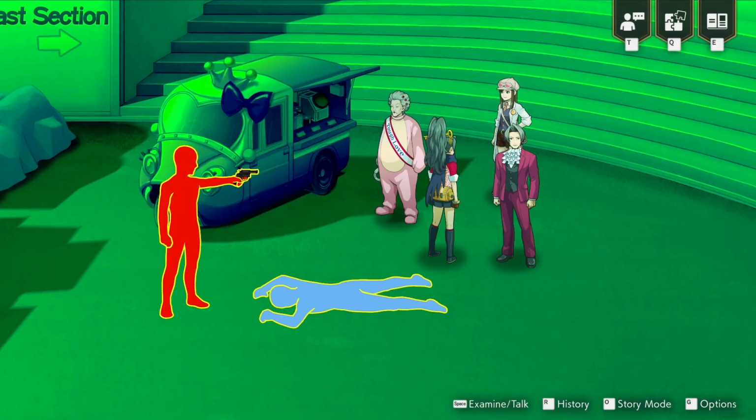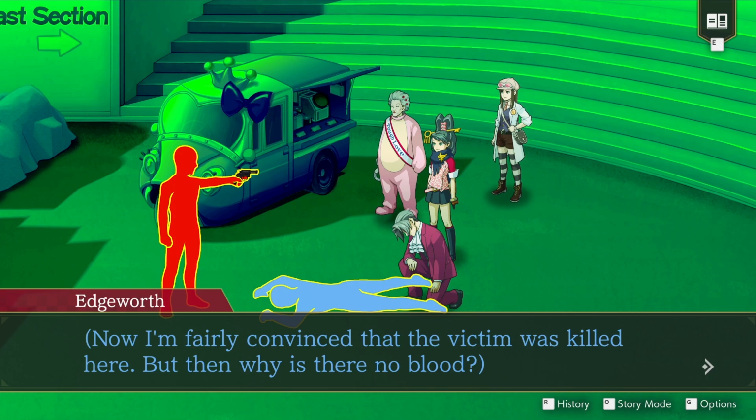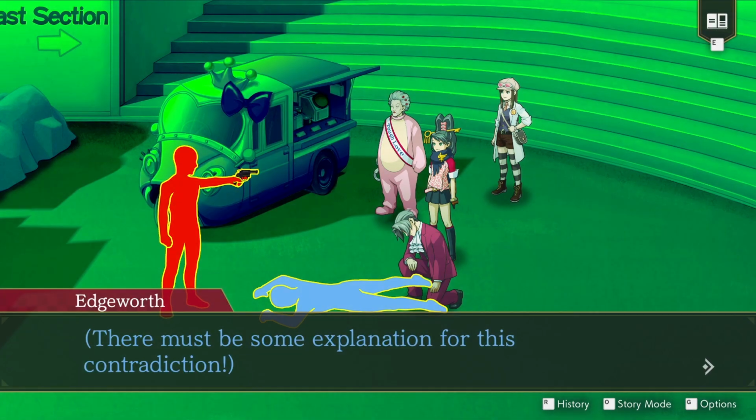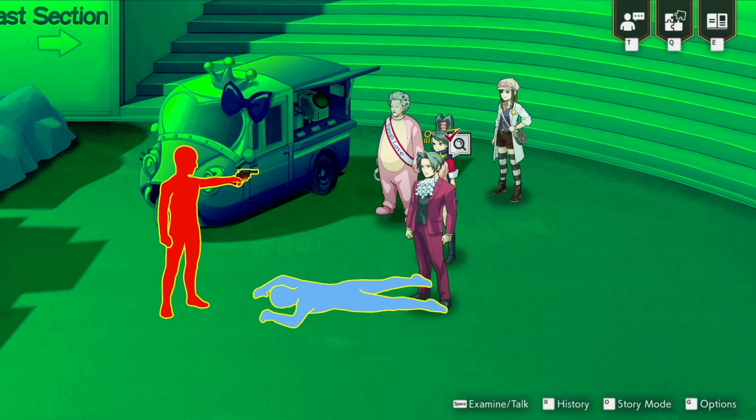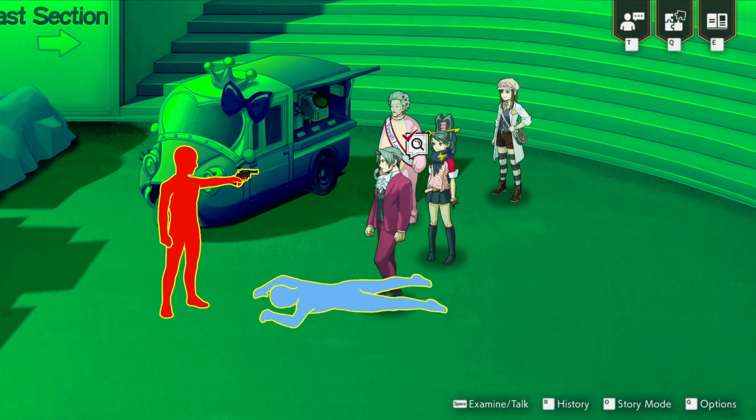So how do I present something here? I'm fairly convinced that the victim was killed here, but then why is there no blood? There must be some explanation for this contradiction. Perhaps I should go over all the information I've gathered one more time. But I want to present the body. How do I do this? Yeah, I'm wondering that too.